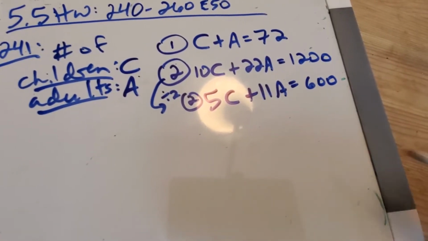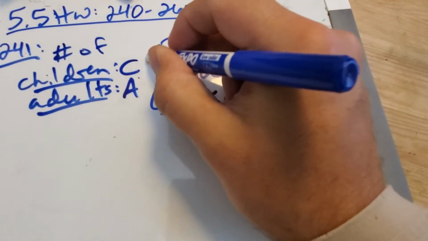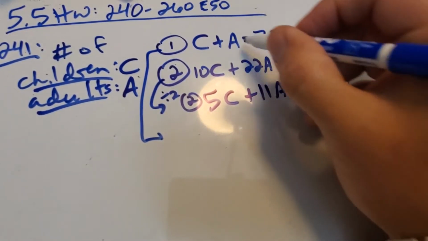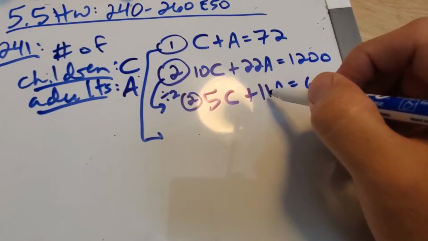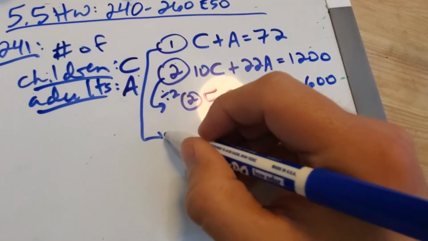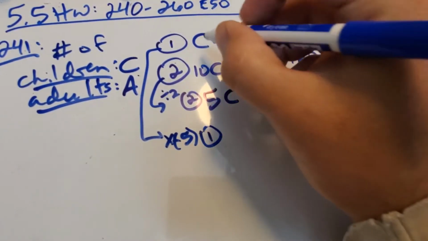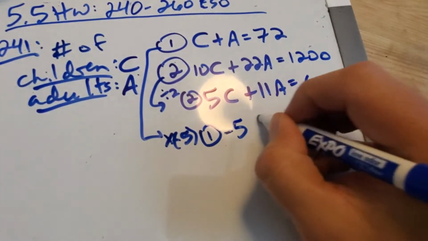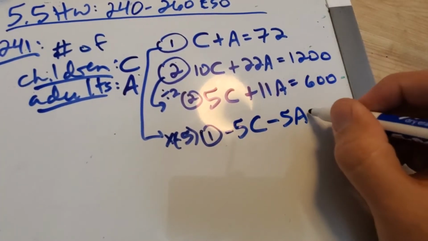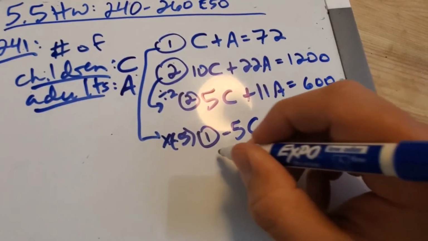So now let's see. If I take the first one, do you see how if I wanted to kill the A's, I'd have to multiply by -11, so that would end up with a -11, but I'd rather deal with the 5. Let me multiply this by -5. So number 1 now becomes C times -5 is -5C. A times -5 is -5A. 72 times -5. I think it's -360. Yes, okay.